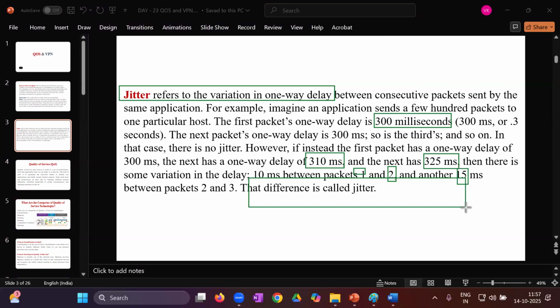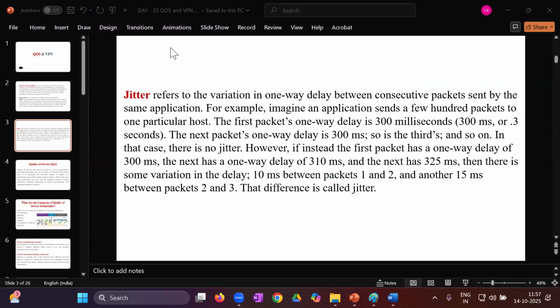Right, now if the normal delay is 300 milliseconds, but later on it increased to 325, so here 25 is the jitter, a variation in the delay.